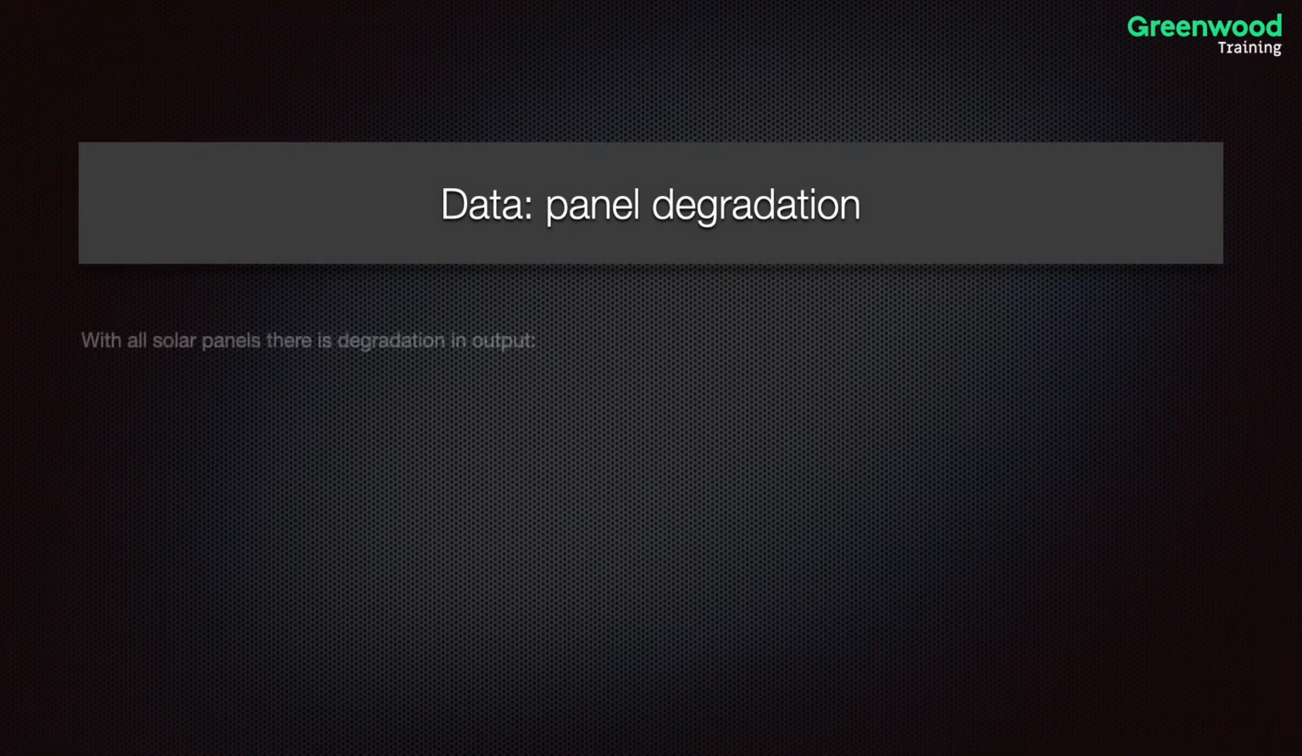Now, with all solar panels, there is degradation in output, and there's a certain percentage reduction in output in the first year, usually between 2 and 3% in most cases. Then every year after that, there's a smaller consistent reduction, usually from 0.2% to 0.6%, depending on the quality of the panel.